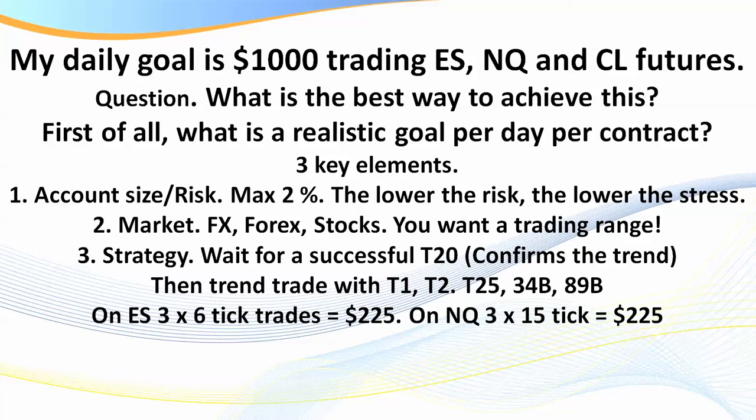First of all, I want to see a trend confirmed. Now the T20 traders will confirm a new trend. So once you've got that confirmed, we're there. Then either, if you don't trade the T20 itself, you wait for the first pullback, which will be a trend trade, either a T1, a T2, a T25, a 34B, or an 89B. Now the 89 is usually much later in the trend.